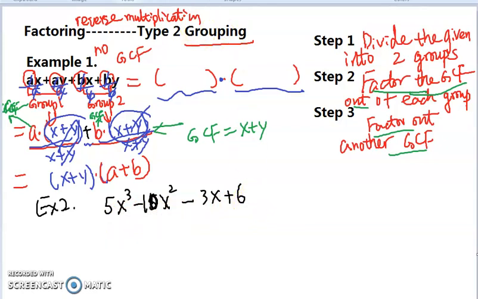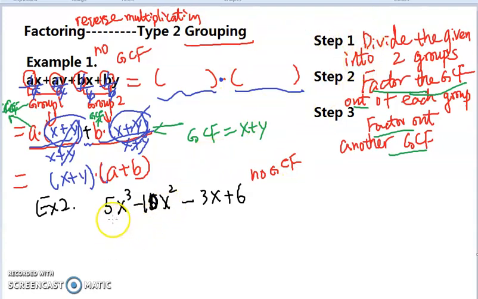So that means they don't have any GCF. Again, this one has no GCF. When you look at all 4 of them, they don't have any GCF, because the last term, 6, does not have x. If the last term had x, then they would have x in common. But the last one doesn't have x. Okay, so let's see how we do grouping, following the steps.